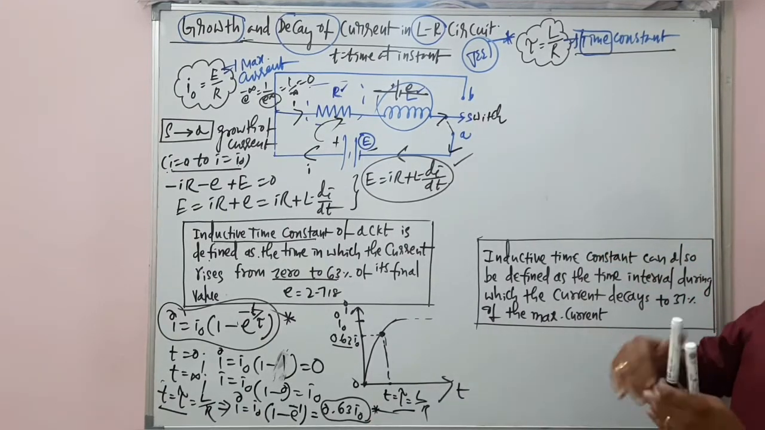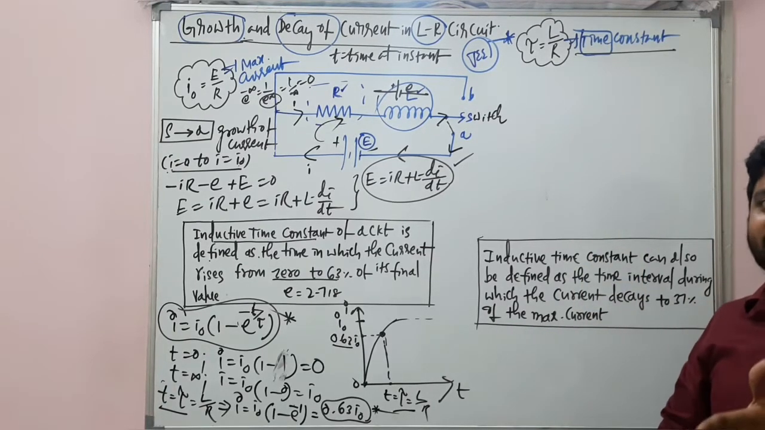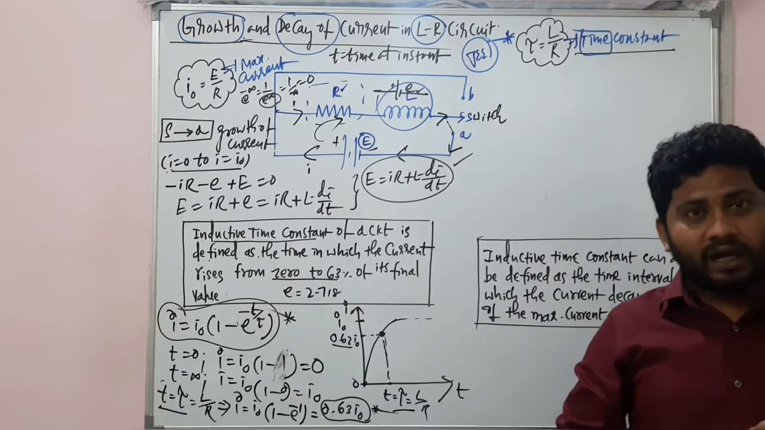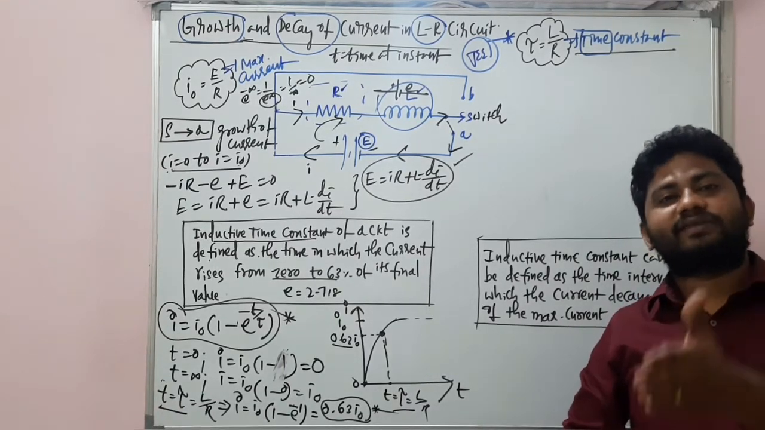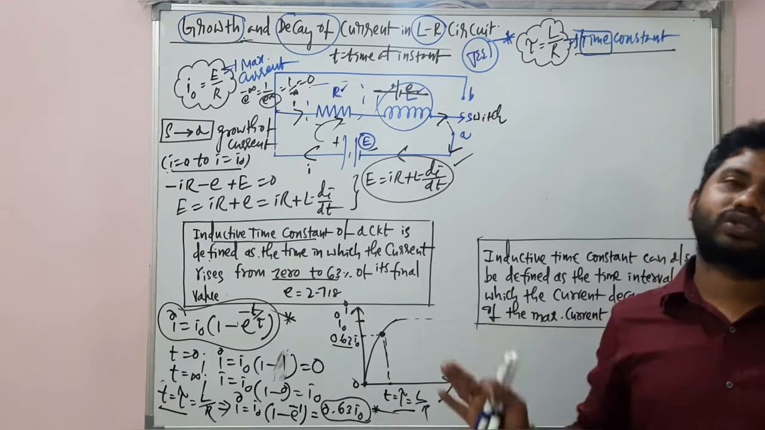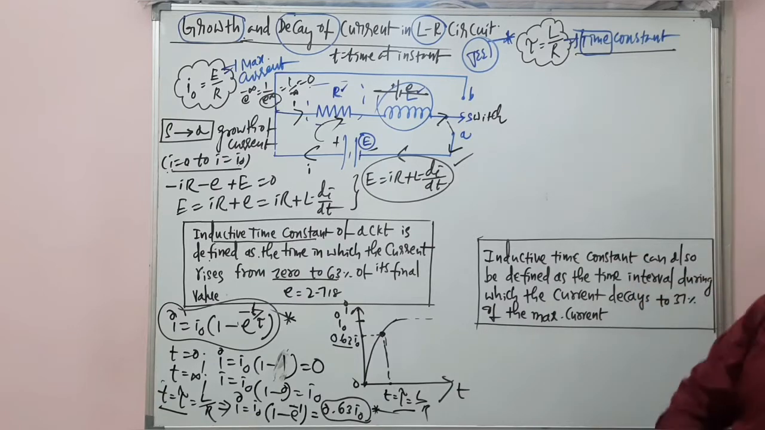In case of growth of current, what happens at the time constant? At time constant, which is equal to L by R, exactly the current value will be 0.63 times of I naught. It's so simple. Now, let's look at the decay of the current. It's so simple, my dear students.